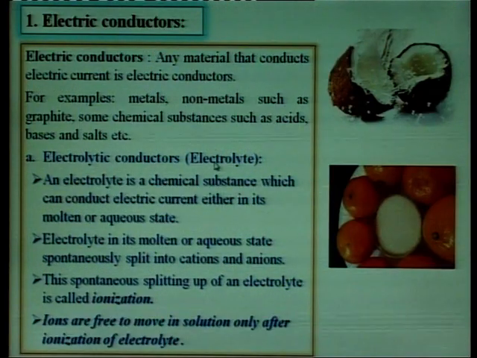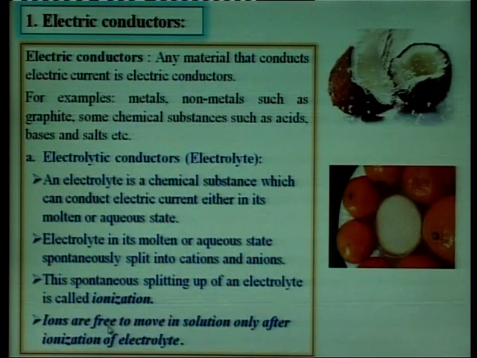electrolytic conductors, that is, electrolytes. What is an electrolyte? An electrolyte is a chemical substance which can conduct electric current either in its molten or aqueous state. One thing you should remember: an electrolyte will conduct electric current, but it must be taken either in a molten or in aqueous state. In its molten or aqueous state, an electrolyte spontaneously splits into cations and anions. This spontaneous splitting up of an electrolyte is called ionization.